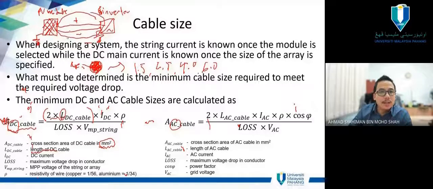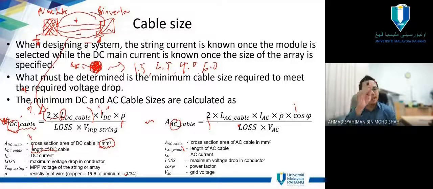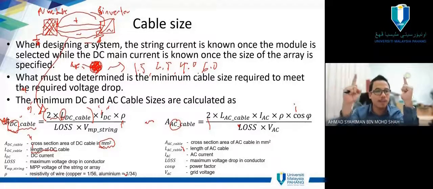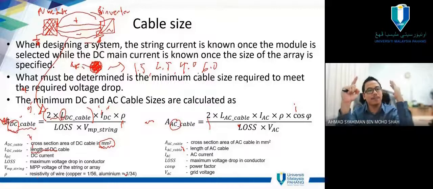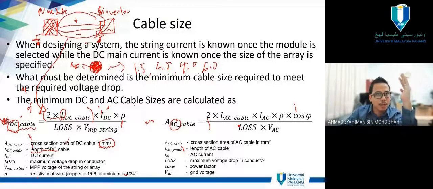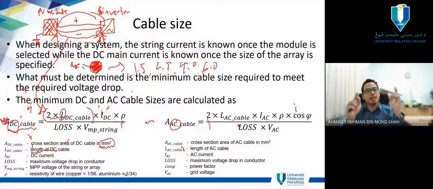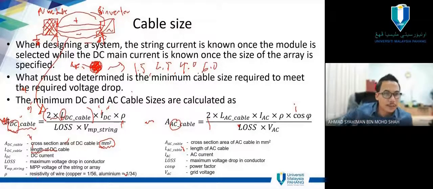This is the meaning of to multiply with the length of the cable. Length of the cable tu means DC cable tadi lah. DC cable from where to where? From module to the inverter. So that's the definition of the length of the cable. Okay, boleh faham?